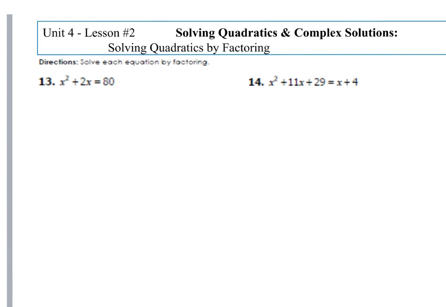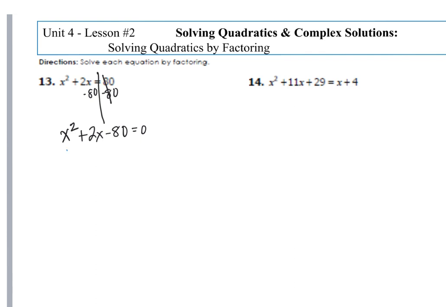Okay, number 13, we have x squared plus 2x equals 80. So because it didn't say equal to 0, that's my first job. This positive 80, it needs to move to the left side of the equal sign. So we will subtract it over. I'm going to rewrite the problem in order so that it's x squared plus 2x minus 80 equals 0.